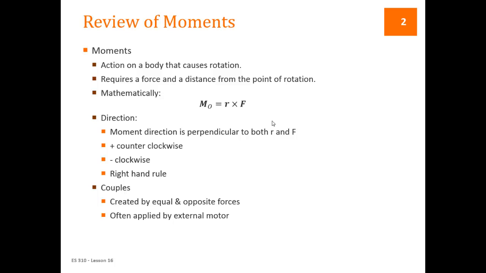If we are using a right-hand rule, we put our fingers along the r, we bend them to the F, and our thumb points in the positive direction for the moment. If the object is rotating counterclockwise, it's positive. If the object is going to rotate clockwise, it's negative. A couple is a special type of moment which is created by equal and opposite forces. It's often in problems that we see that a couple is applied by an external motor. Something external to the system is causing rotation, and it's put on our diagram as an external moment or a couple.